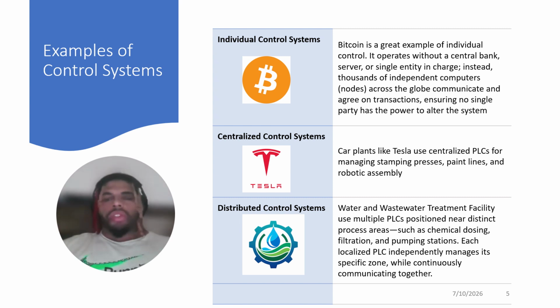For distributed control systems, water and waste treatment facilities are a good example. Water and wastewater treatment facilities use multiple PLCs positioned near distinct process areas, such as chemical dosing, filtration systems, and pumping stations. Each localized PLC independently manages its specific zone. This is kind of like Tesla, while continuously communicating together.